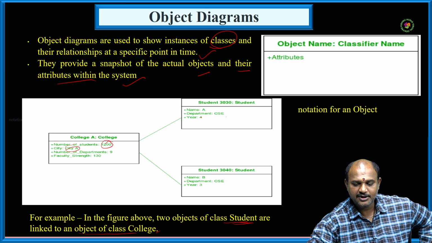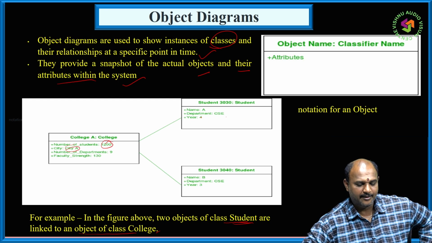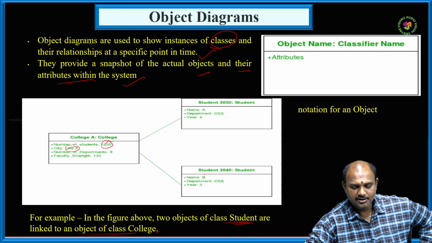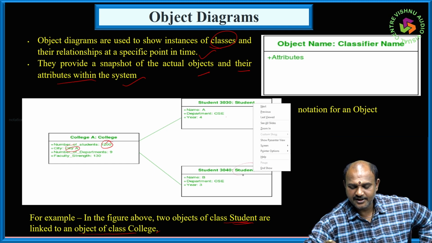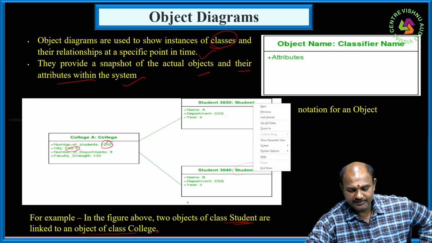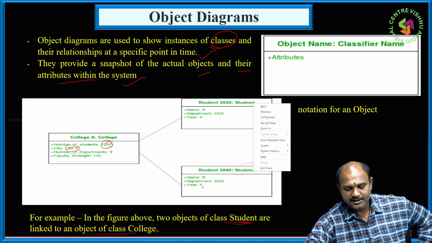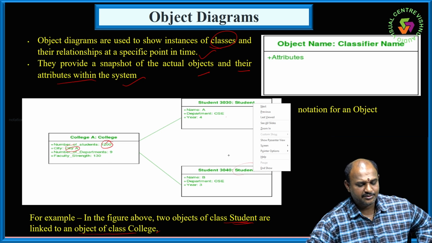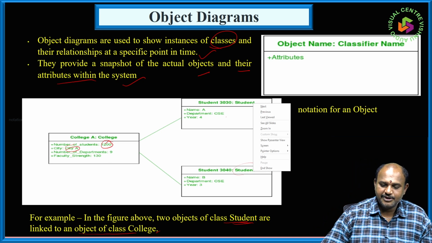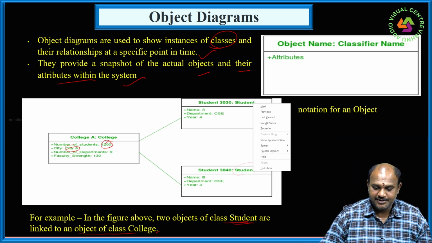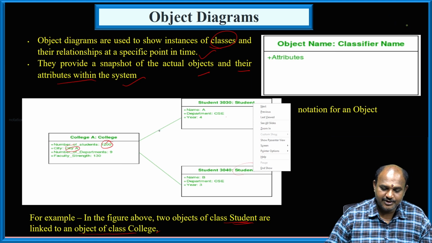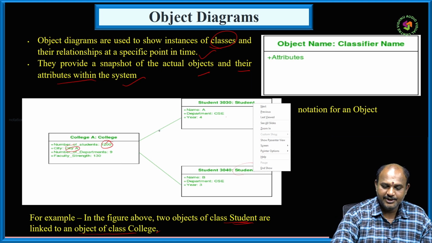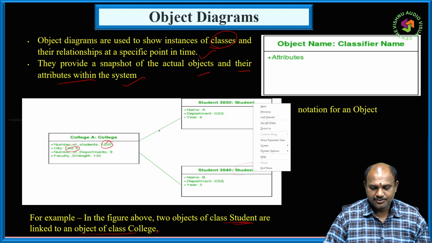So this is one of the object diagrams, and similarly another object name, student 3030, is a name, and he is a student. Classifier name is student. It has the name B and department CSC. So this is how the object diagram can be represented. So this is the association between college and student.